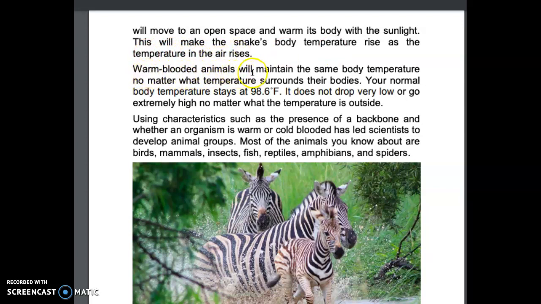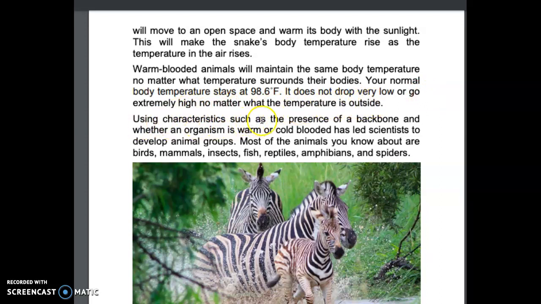Warm-blooded animals will maintain the same body temperature no matter what temperature surrounds their bodies. Your normal body temperature stays at 98.6 degrees Fahrenheit. It does not drop very low or go extremely high no matter what the temperature is outside.